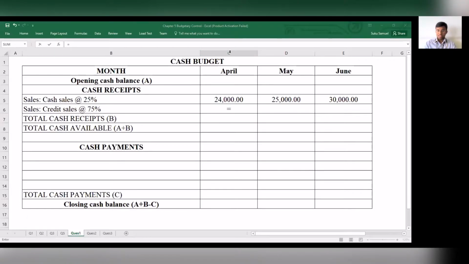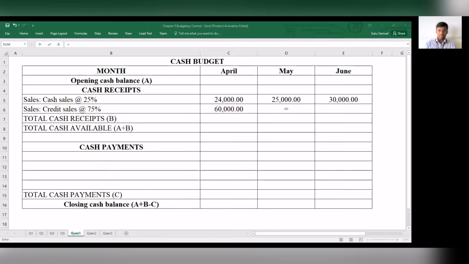Now, March month sale is how much? That was 80,000. Now, out of 80,000, what is the proportion which is credit? Which is 75%, which is 60,000. So in the month of April, you would be collecting the payment for March month's credit sale, which is 75% of 80,000. Similarly, let's move on to May.